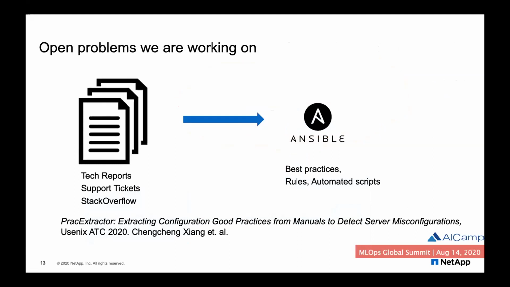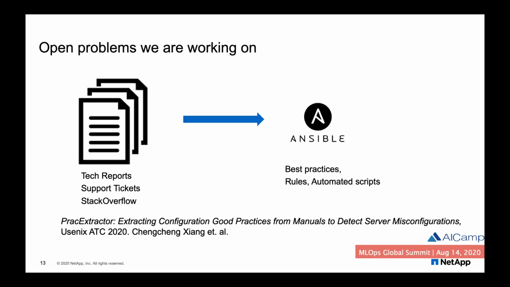So how does a human being learn how to fix the problem? Well, they can go read some tech reports that may have the answers. Oftentimes, there are support tickets that would have the answers. Or you might do a Google search and look up something on Stack Overflow.